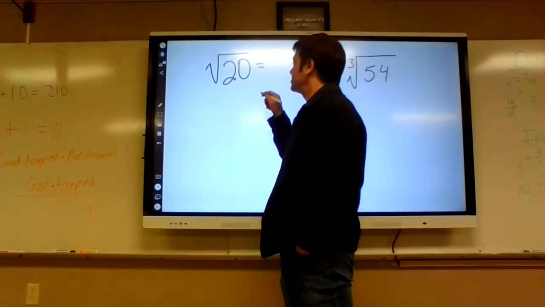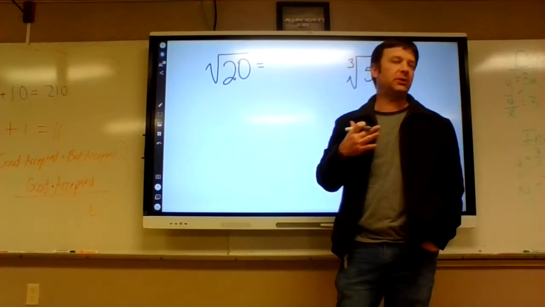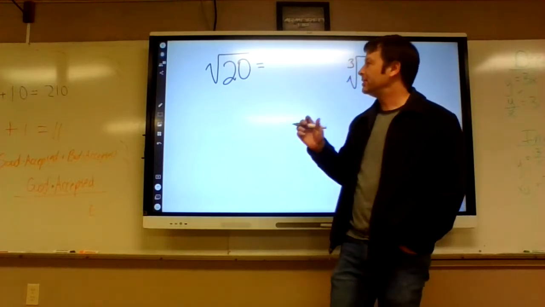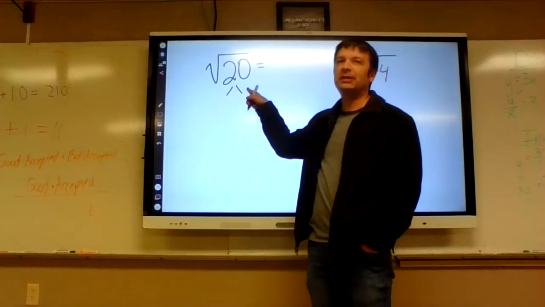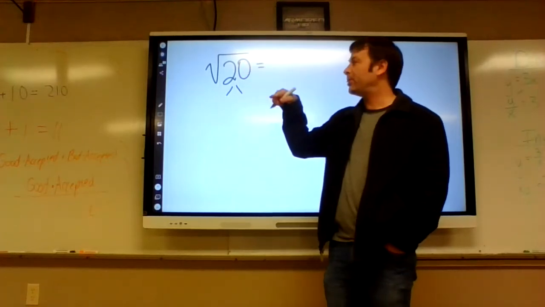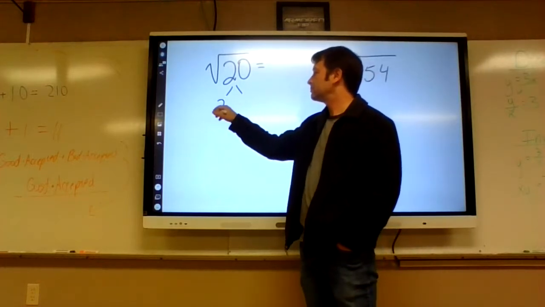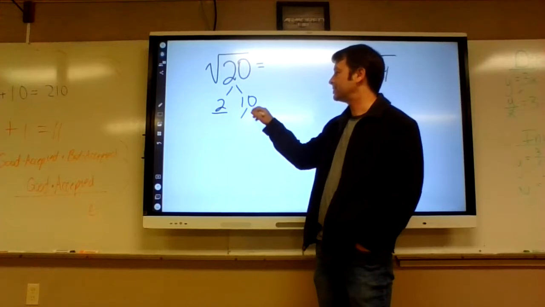So no decimals. Does 20 have a nice square root? No, it does not. But we can still do something with it. Here's what we're going to do. What do you think that means? Factors. Right, the prime factorization, the factor tree. What goes into 20? What goes in, and then that's a prime, so that tree branch stops. What goes into 10?